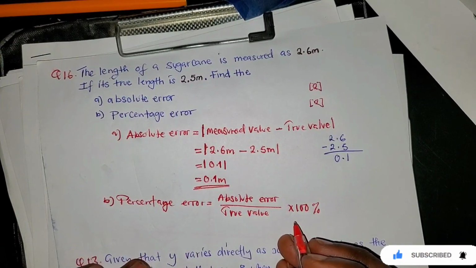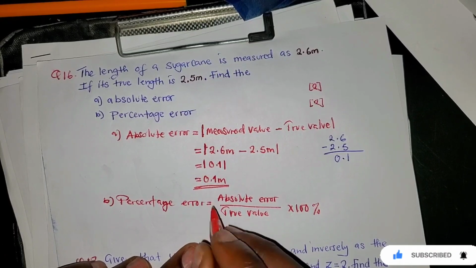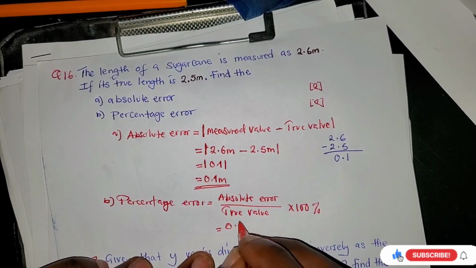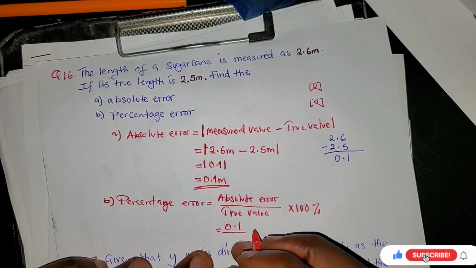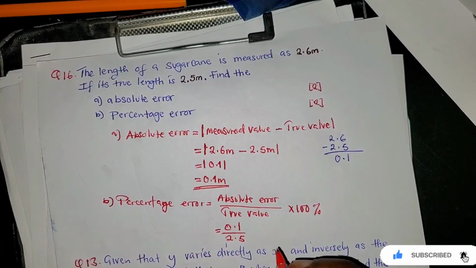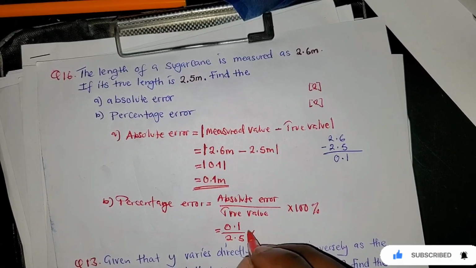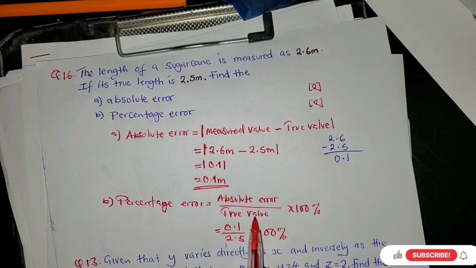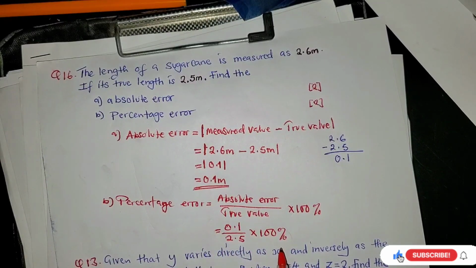So when we substitute here, what was the absolute error? The absolute error was 0.1, divided by, what was the true value? The true value of the sugarcane was 2.5, multiplied by 100%. How do you solve this without using a calculator?